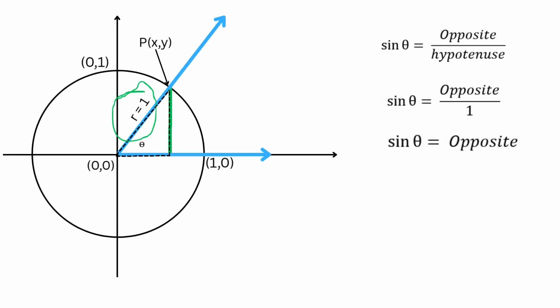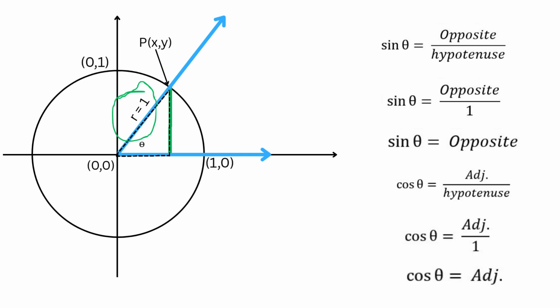In the same way, cosine theta is the adjacent side divided by the hypotenuse. And since the hypotenuse is 1, cosine theta is simply the length of the adjacent side. That means, on the unit circle, cosine theta represents the x-coordinate and sine theta represents the y-coordinate of point P. So basically, we can say point P has coordinates cos theta, sine theta.